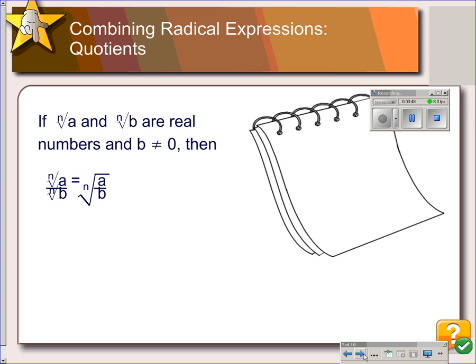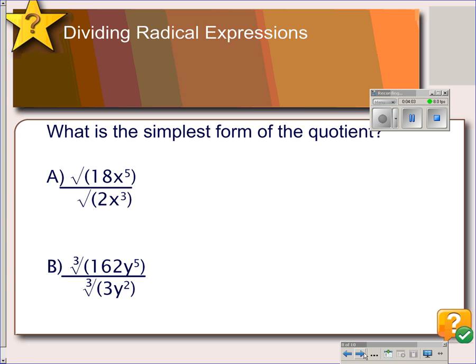Okay, we can use the same pattern for division. So if we have two radicals with matching indices and we're doing division, we can put them under the same radical as long as b is not equal to 0. For example, the square root of 18x to the fifth divided by the square root of 2x cubed can be rewritten into one radical, 18x to the fifth divided by 2x cubed.